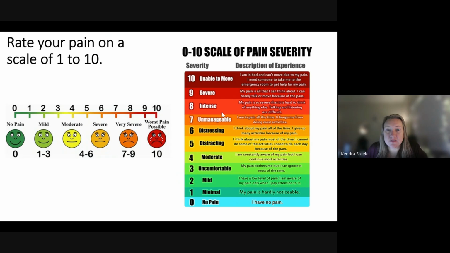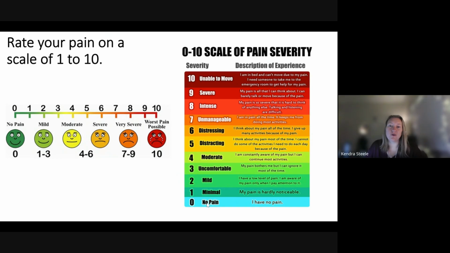Number 8, intense. My pain is so severe that it is hard to think of anything else. Talking and listening are difficult. Okay, so if it's hard to have a conversation, talk and listen because the pain hurts so much, now we're at a level 8. Number 9, severe. My pain is all that I can think about. I can barely talk or move because of the pain. And number 10, unable to move, which means cannot move. I am in bed and can't move due to my pain. I need someone to take me to the emergency room to get help for my pain.